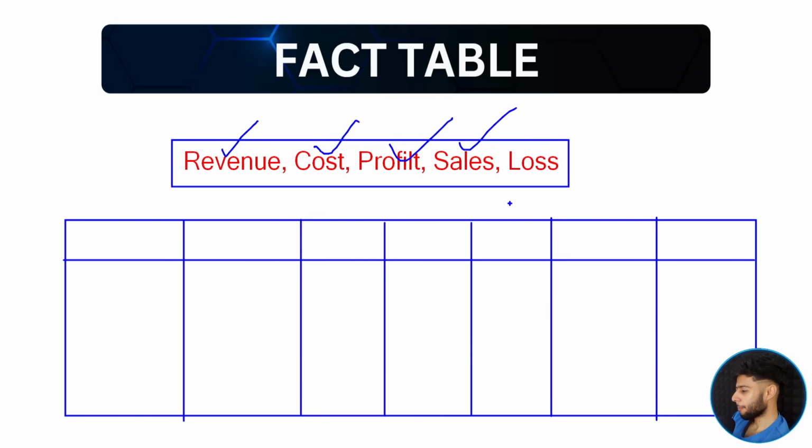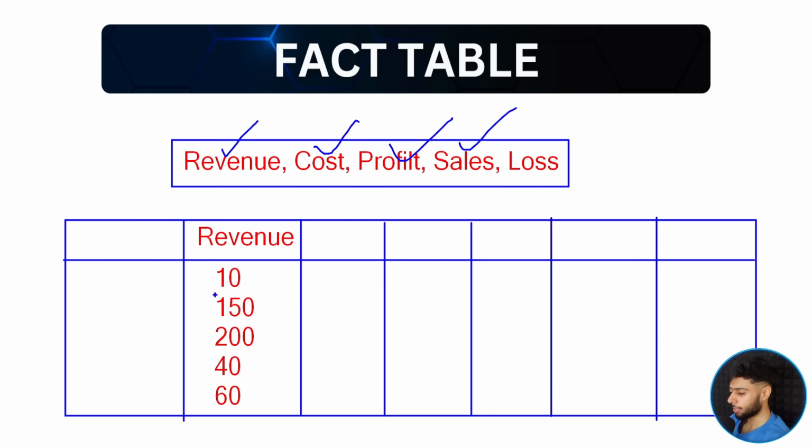But if you observe one thing, if I create a table, and that is a fact table, and there is a column, let's say this one, revenue. If I say, hey, 10, hey, 150, hey, 200, hey, 40, hey, 60, does that make any sense? The answer is no. So that means numbers or figures alone cannot fulfill the requirements. That's why we have something called dimension table.